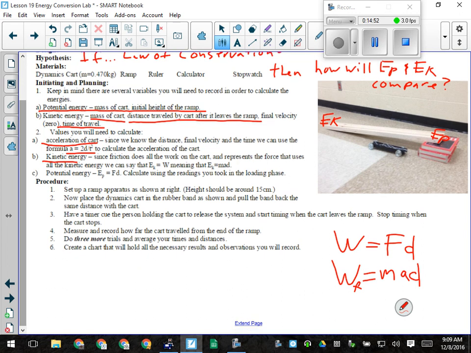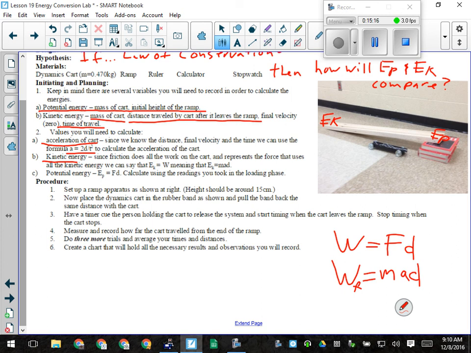So the procedure is: set up the ramp apparatus as shown at right. The height should be around 15 centimeters. Please make sure it isn't higher than that. Higher than that, and there isn't enough room in here for the cart to stop, and it hits the wall, and that doesn't count, because then the wall did the work, not friction. So we have to make sure that our ramps are really no more than 15 centimeters high.